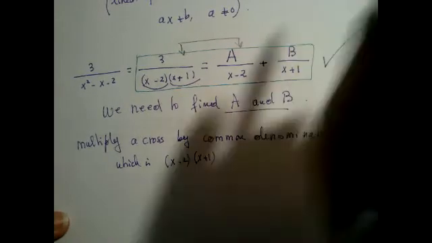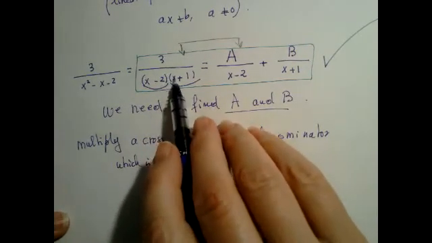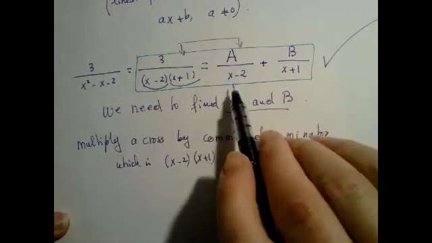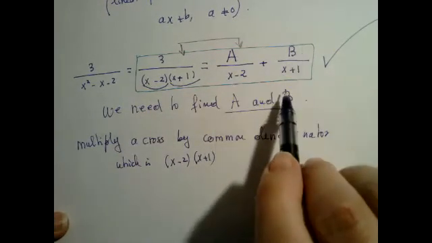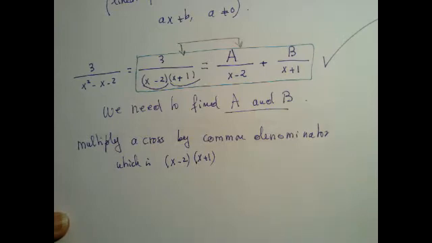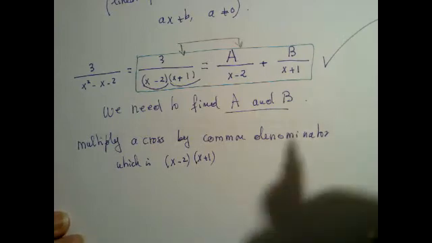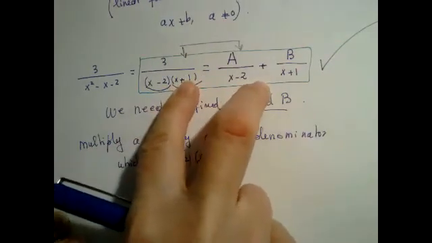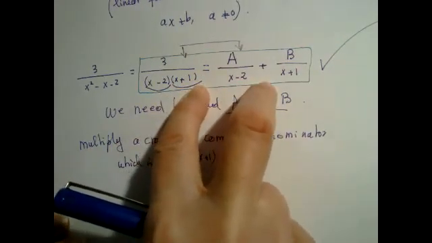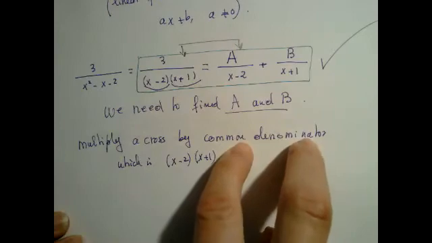It tells you that you can write this expression as a constant over x minus 2 plus another constant over x plus 1. This is mathematically correct. Your job is to be able to find them. Okay, so that's what math tells you. There's a theorem that tells you this could be done. Your job is to find them.